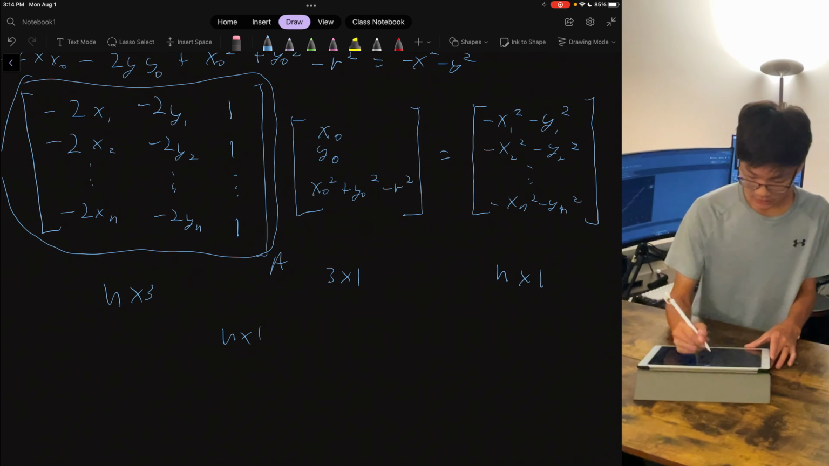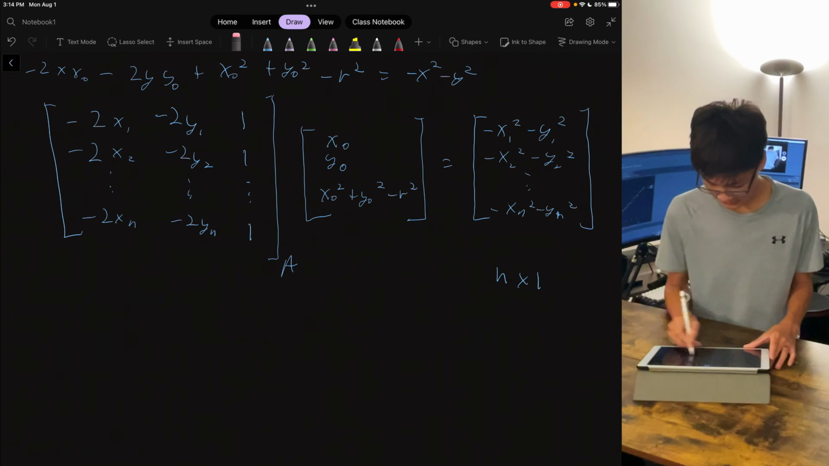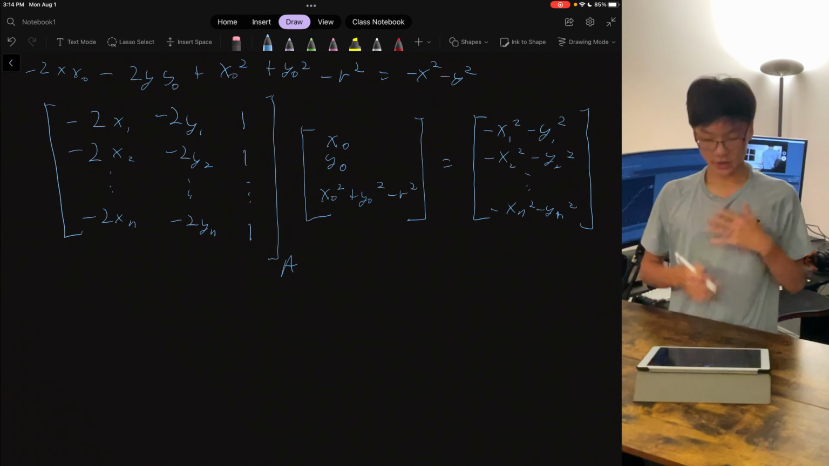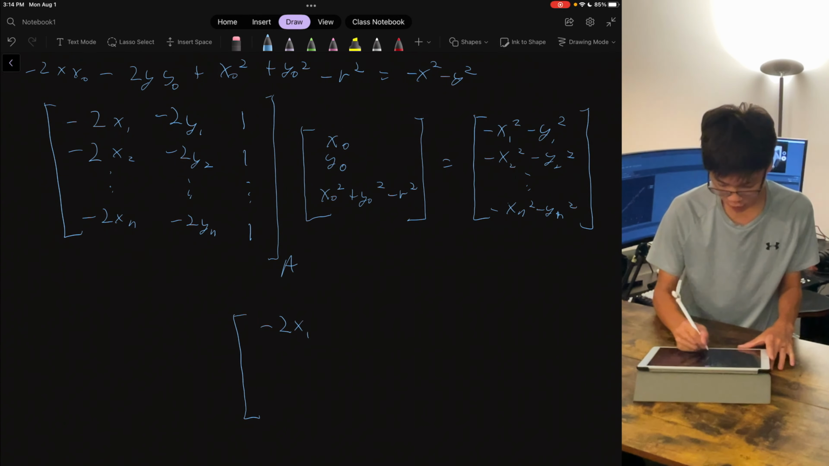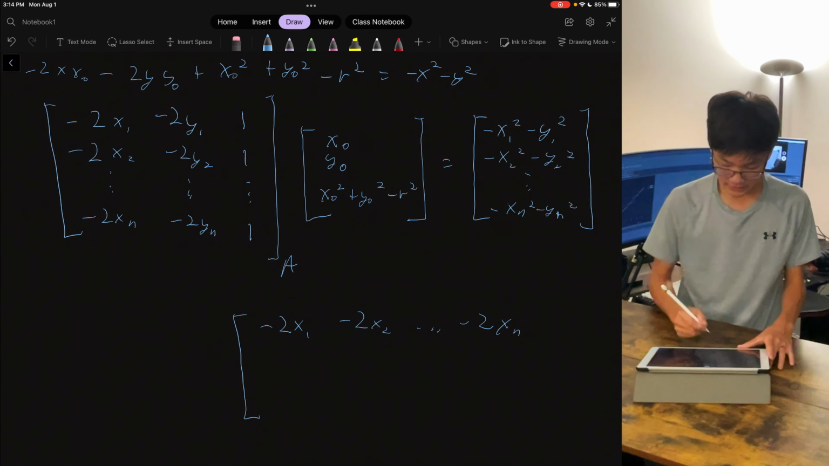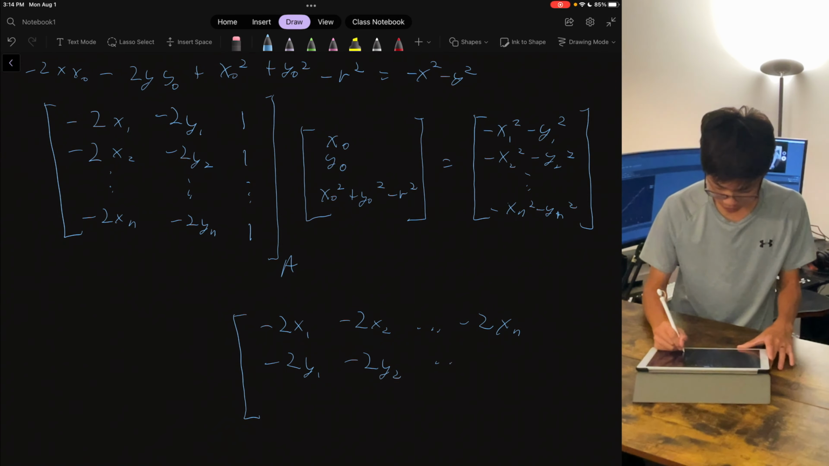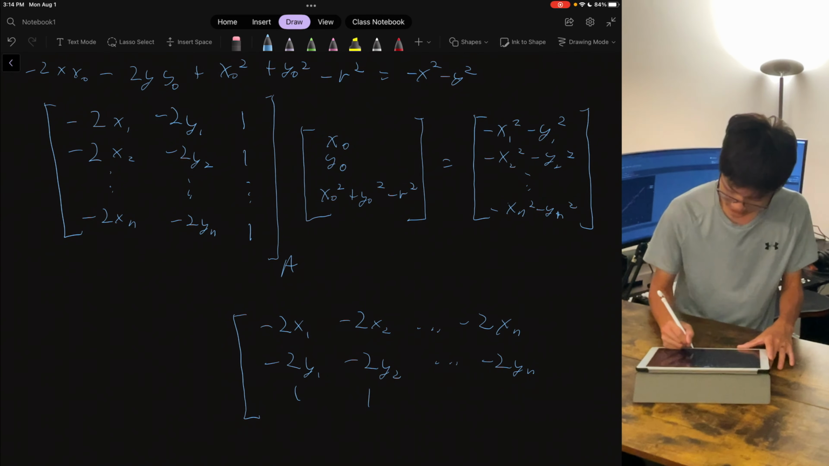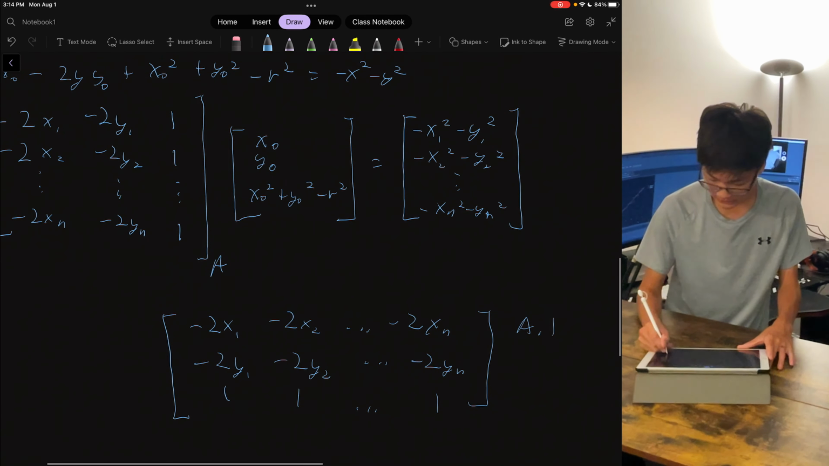Once again, we can erase this circle now that we have determined that, and we can also get rid of these sizes so that we have a little bit more space to work with. So the transpose of our design matrix, capital A, is going to be like this. It'll be minus 2x1, minus 2x2, all the way to minus 2xn. Our second row is going to be minus 2y1, minus 2y2, all the way to minus 2yn. And our third row is just going to be a row of 1s. There we go. So this is going to be the transpose of our design matrix.